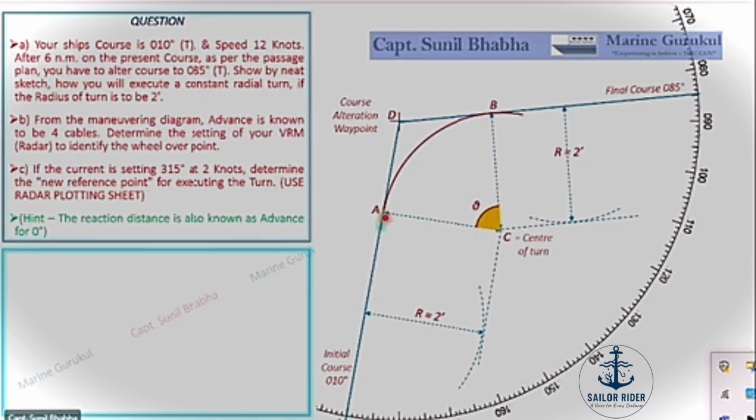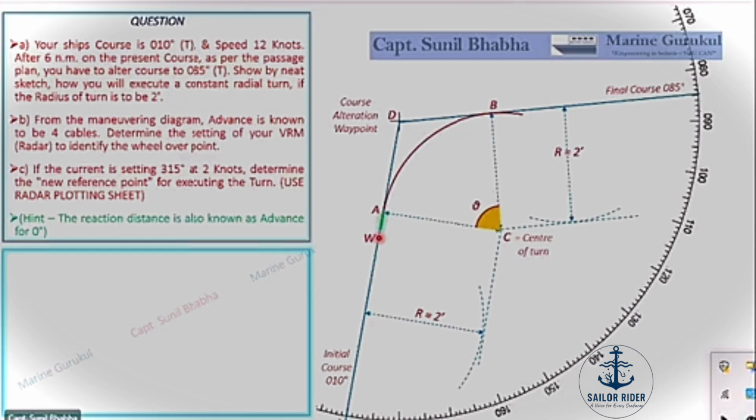You can see this 0.4 cables distance coming up on the plot as a green line, and the point where this 0.4 cable distance ends, I name that point as W. So this point W has to be my wheel over point. Now imagine the vessel approaching on the initial course 010. When the vessel reaches point W, the helm is given. This is the wheel over point.